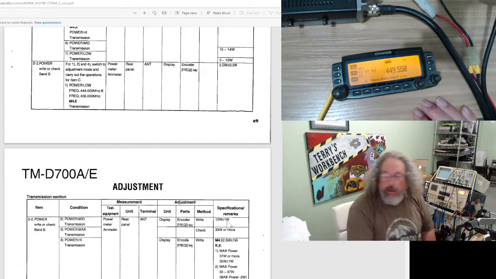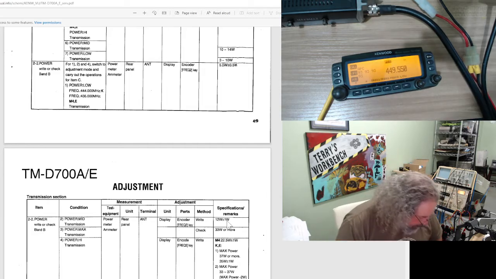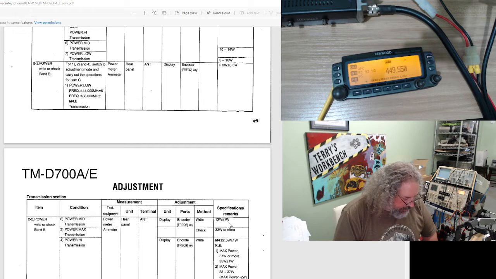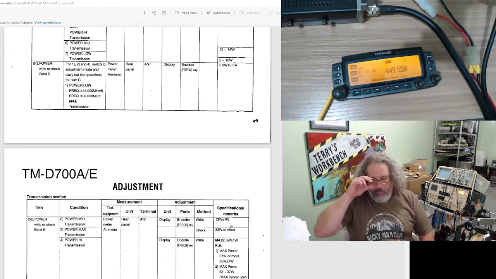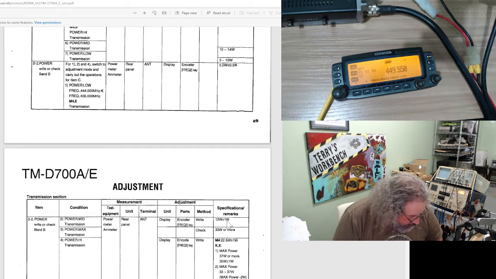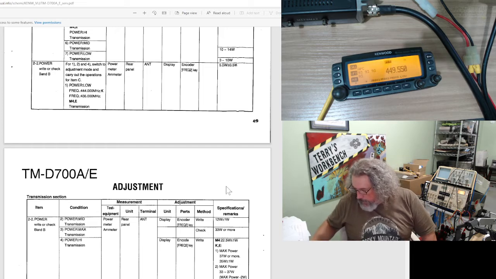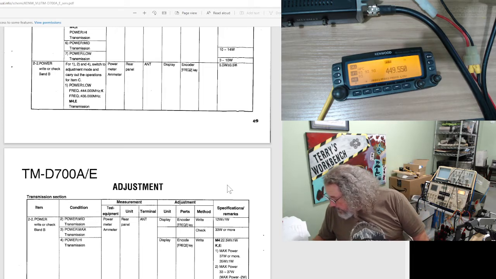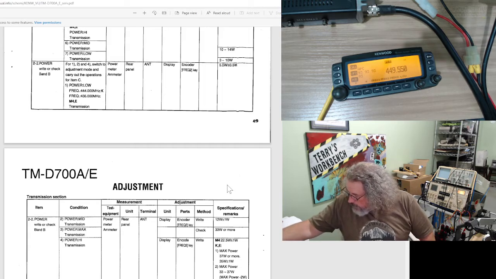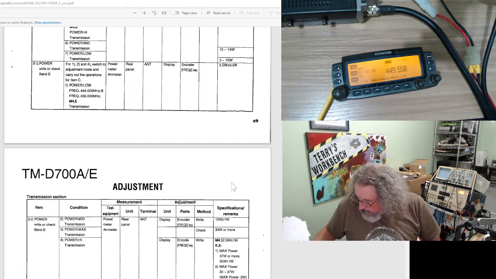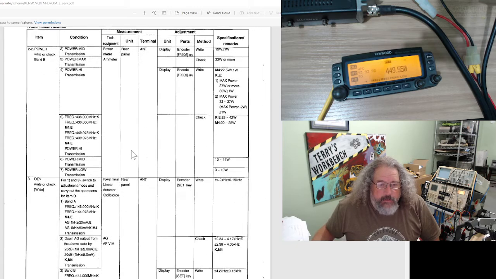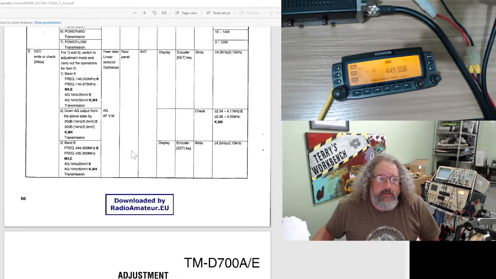Okay. All right. Well, I'm glad I did that and validated those outputs are right because it was going into an overcurrent situation. Good to know. We're on 13.8 volts input, so that's good. All right. So power's done. Next thing we got to do is deviation.